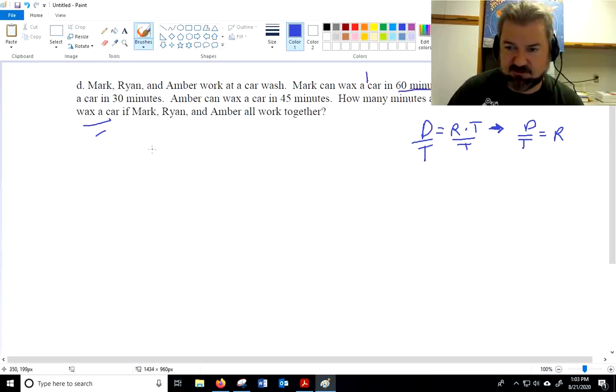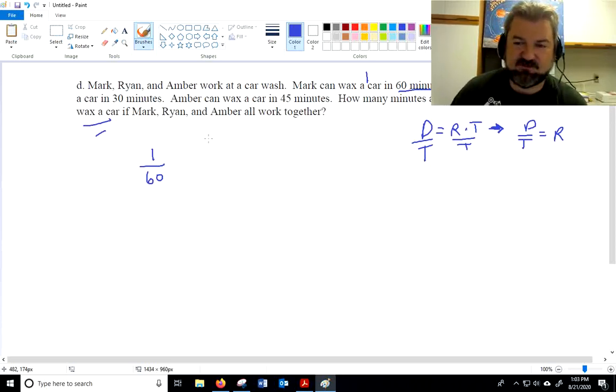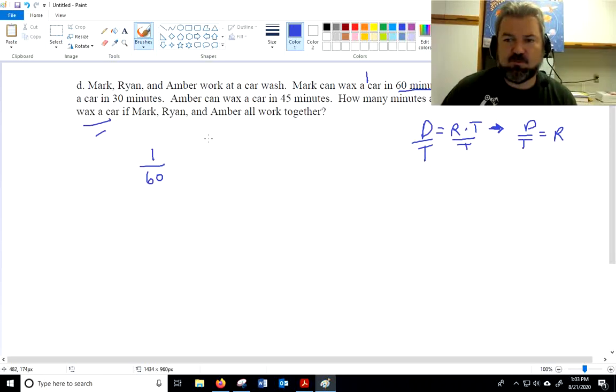So Mark's rate is 1 divided by 60. Now let's think about that non-algebraically. Just think about it for a second. As long as he's waxing the car at a constant rate, which we have to assume for this problem, what we're saying is that every single minute he gets a 60th of it done, so that after 60 minutes, he'll have one done.